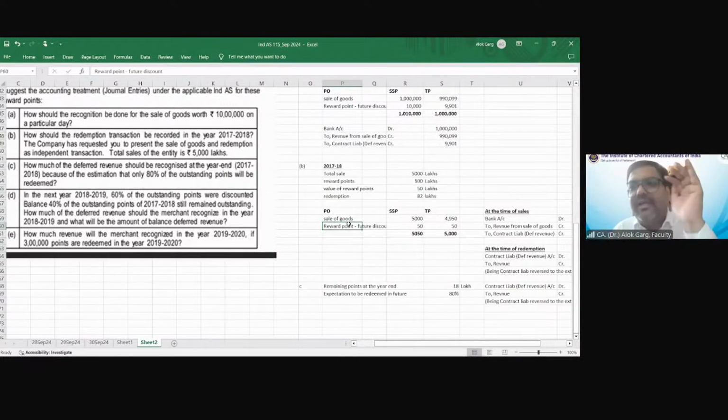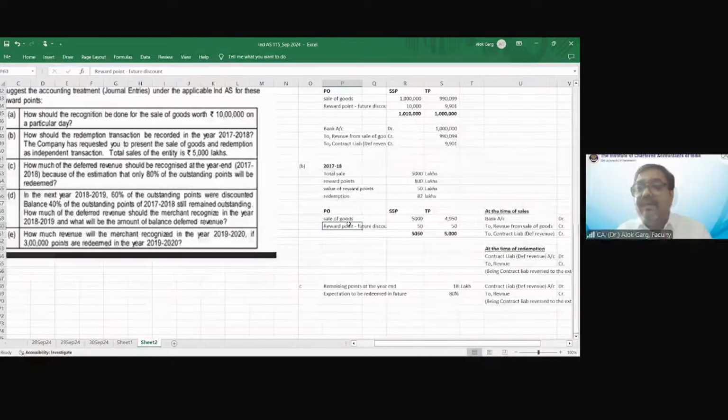तो उसका तो एक्चुअली हमने कॉन्ट्रैक्ट लायबिलिटी रिवर्स कर दिया. We have reversed contract liability for 82 lakh reward points. Now we have remaining 18 lakh reward points and we expect that only 80% of customers will come to avail these reward points. So 18 lakh multiplied by 80%, this contract liability will be utilized in future. But to the extent of 20%, no one will come. This is the expectation of the company.